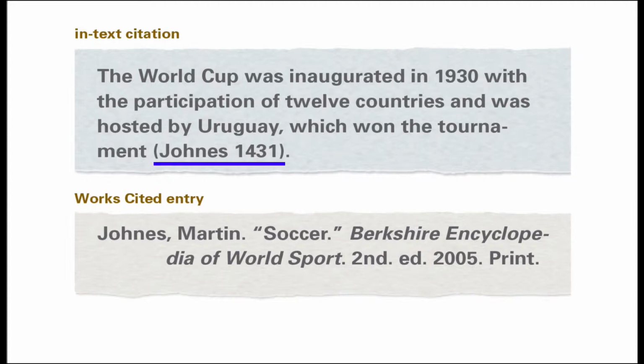And here's an example of the in-text citation. The basic format for an in-text citation is the last name of the author and the page number of the source, as illustrated here. And here's the outside source of information that provides support for the essay. The information about the first World Cup in 1930 is a paraphrase from an article by Martin Jones on page 1431 in the Berkshire Encyclopedia of World Sport.